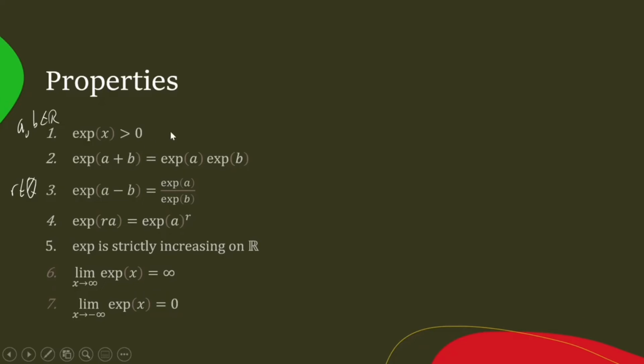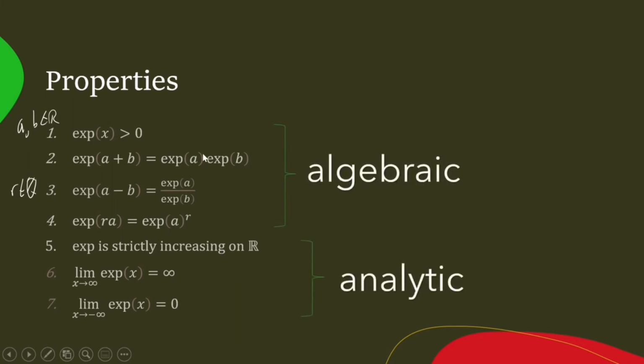And so again, we can break these up as algebraic and analytic properties. For example, up here, this first property is that the exponential function is strictly positive, and that's actually something we've already shown due to our work towards demonstrating the uniqueness of the exponential function.